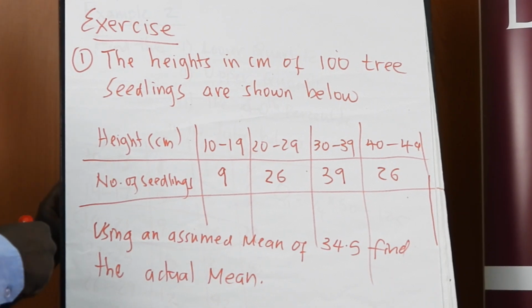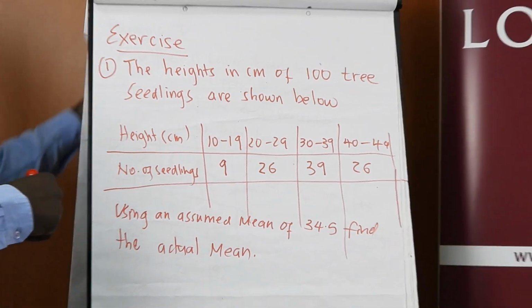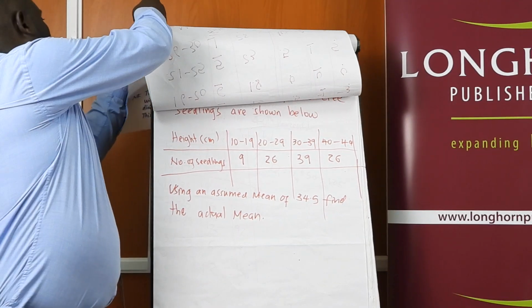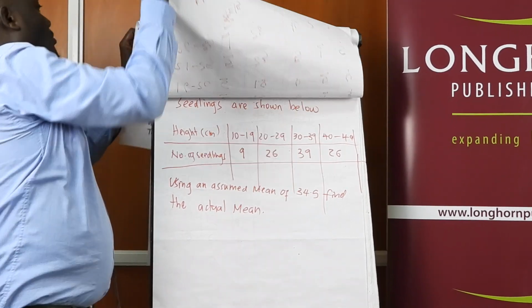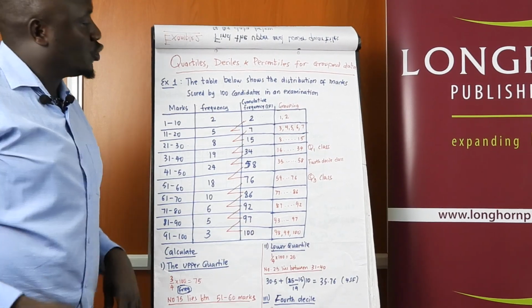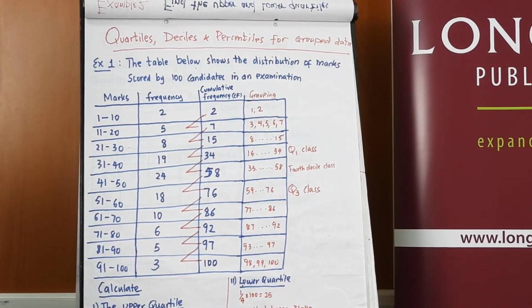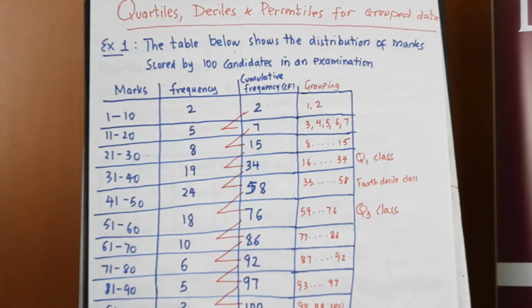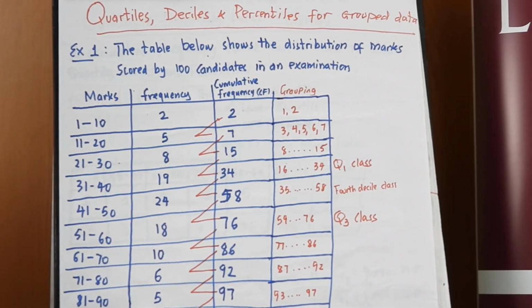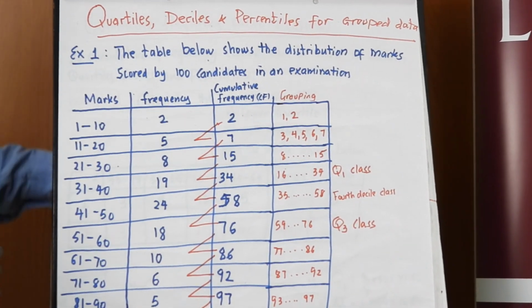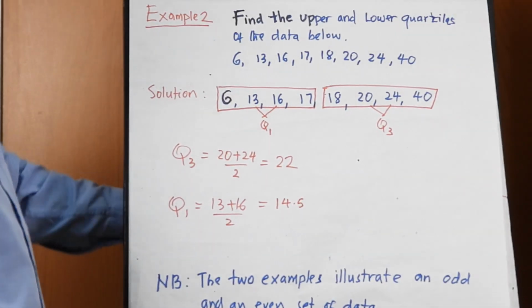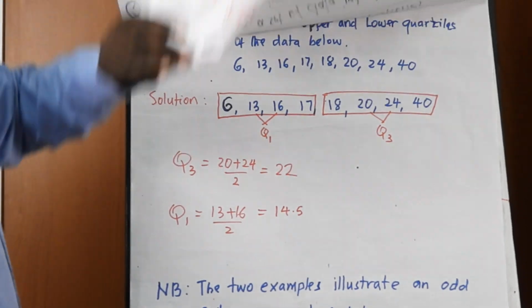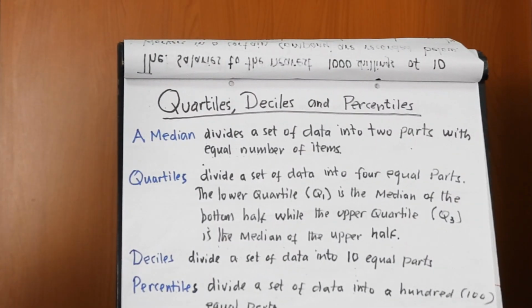So today, we're going to learn about quartiles, deciles, and percentiles for group data. Before we do group data, we would want to know what deciles are, what quartiles are, and what percentiles are.